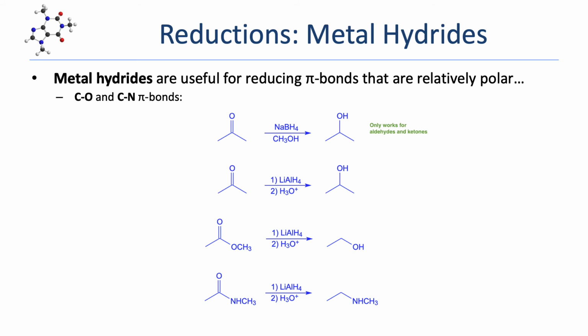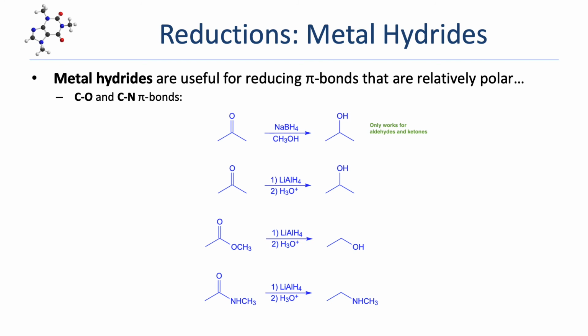Now, I mentioned that lithium aluminum hydride is a more powerful metal hydride than sodium borohydride, and that means that it can react with some other types of carbonyl compounds. So here I have an example of an ester reacting with lithium aluminum hydride, again to form an alcohol. So in this case, the carbonyl carbon went from the third redox level, again down to the first redox level.